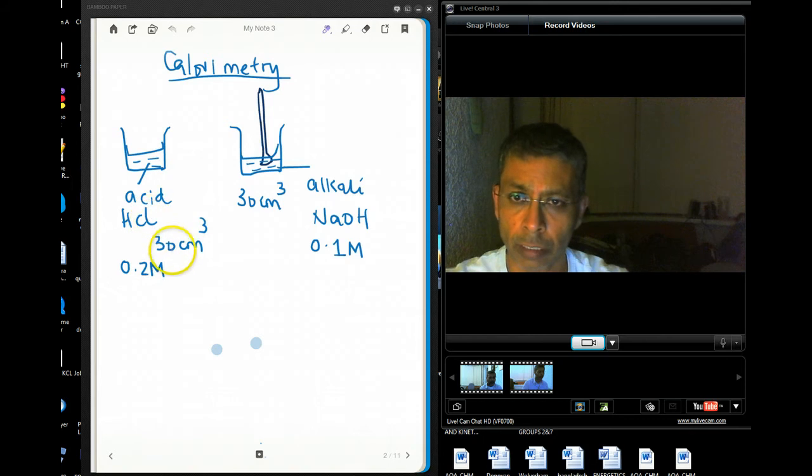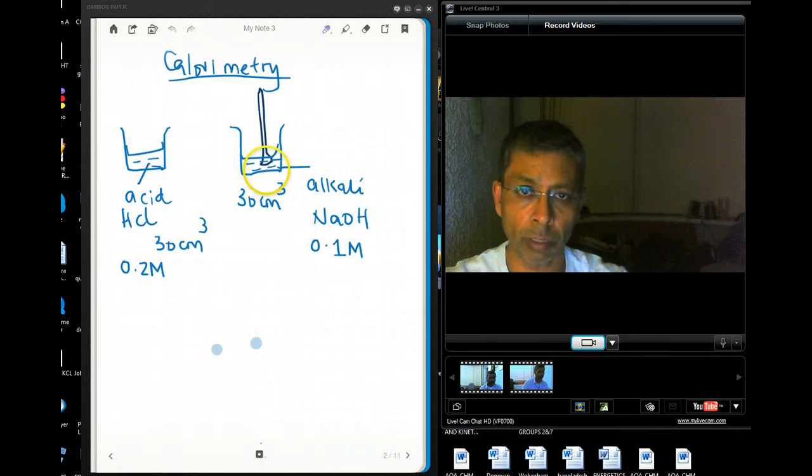Imagine you've got an acid, 30 cm³, 0.2 moles per dm³, added to an alkali, 30 cm³, 0.1 moles per dm³, for example. Inside here you have a thermometer, so you measure the temperature rise. You have your initial temperature, and then you measure the temperature that it's risen to, the maximum temperature.